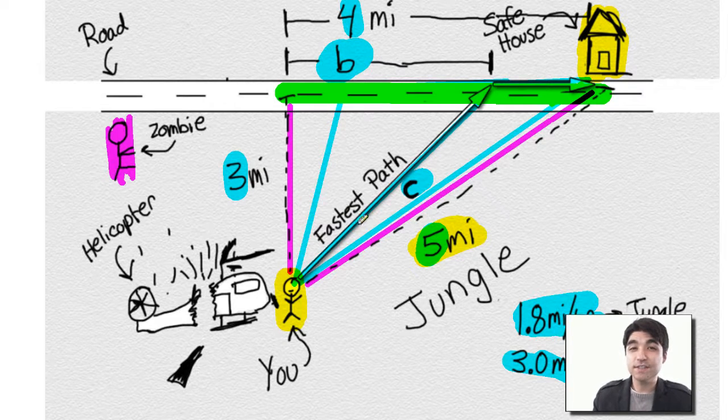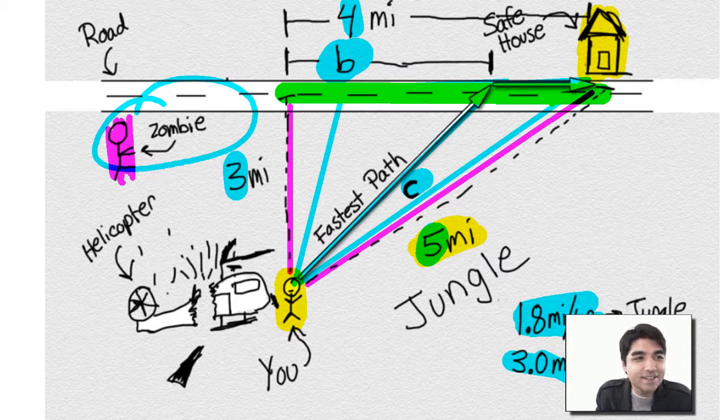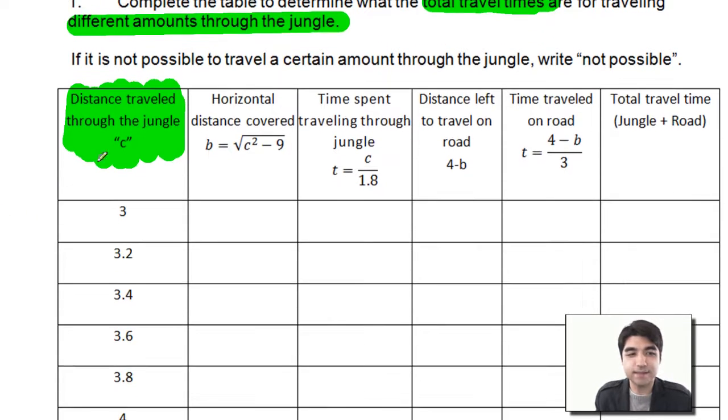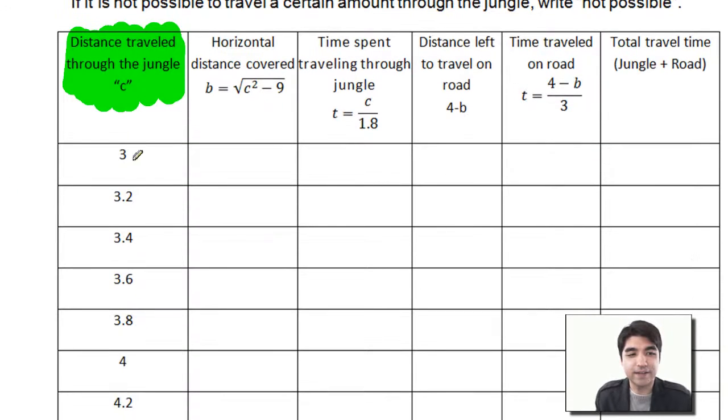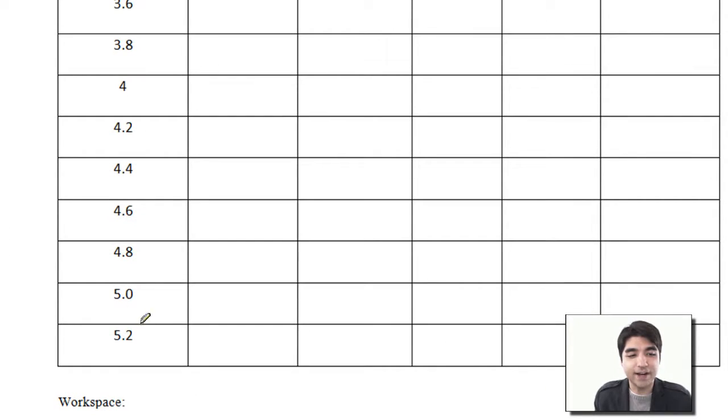So there's a bunch of different amounts that we can take through the jungle, and we're going to see which one is going to produce the fastest time through the jungle to get to our safe house, to get away from the zombies. Okay. So back to page 2. So we got different amounts of C, which is how much we're going through the jungle. And we want to use that number to fill in the table. So we have like 3 miles through the jungle, 3.2 miles through the jungle, all the way up to 5.2 miles through the jungle.